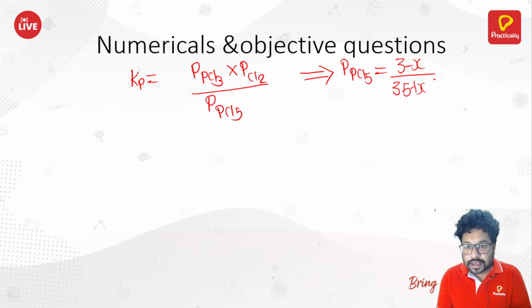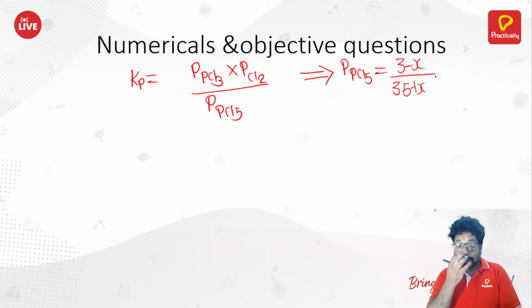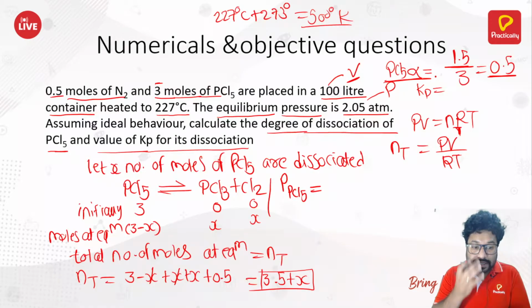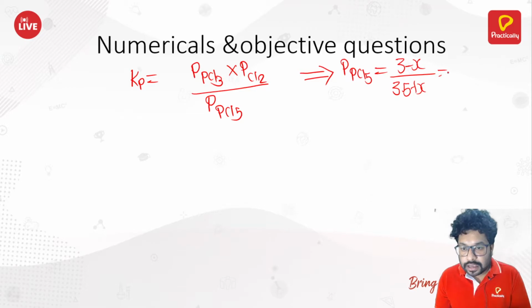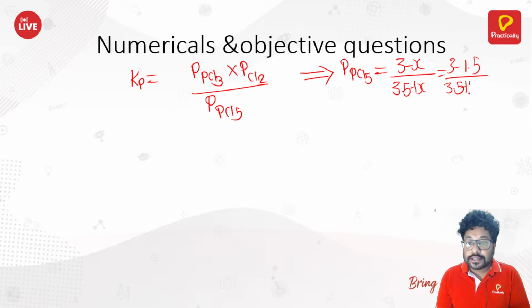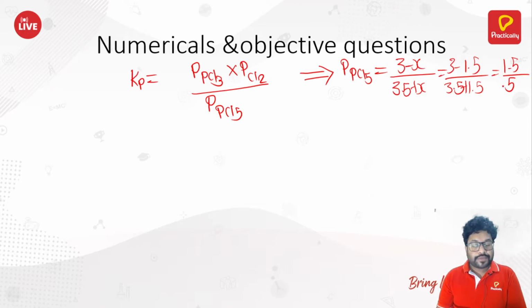3.5 plus X. And what is X? X is equal to 1.5. We just calculated, remember? So 3 minus 1.5 divided by 3.5 plus 1.5. 3 minus 1.5 is equal to 1.5. And 3.5 plus 1.5 is equal to 5. So 1.5 divided by 5. That is your partial pressure of PCl5.